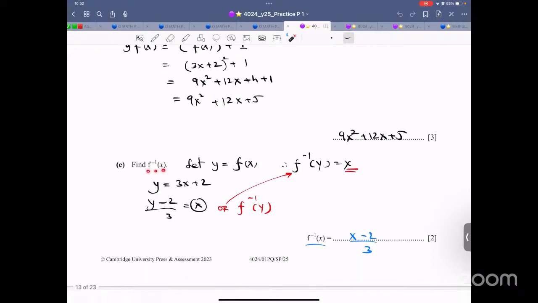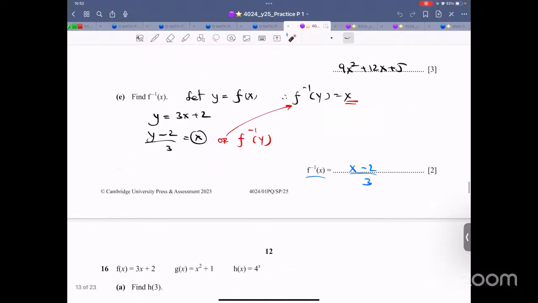Find f inverse of x. That is the same procedure. y is equal to f(x). f inverse of y is equal to x. Make x the subject. Replace it with f inverse of y. Therefore, f inverse of x is (x minus 2) over 3.